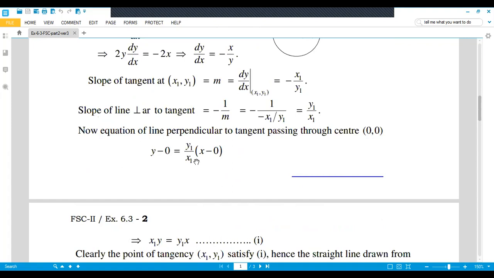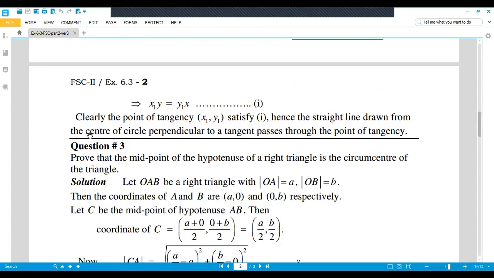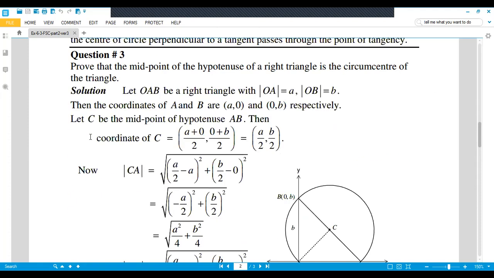Multiplying by x1 on both sides, x1 y equal to y1 x. Clearly the point of tangency x1 y1 satisfies equation 1. Hence the straight line drawn from the center of the circle perpendicular to the tangent passes through the point of tangency. Come to question number 3. It is just like question number 1 and question number 2.